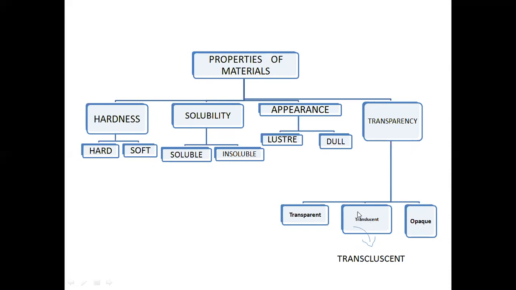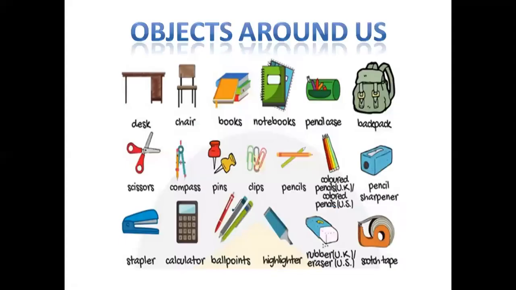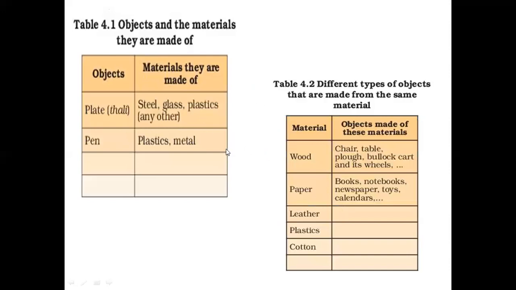Here I thought this is so small, so I have written the same at the bottom of this box. I thought it would be easier for you to understand if this is presented in the form of a flow chart. So this is all about sorting of materials, and this is a small table where we saw objects and the materials they are made of.